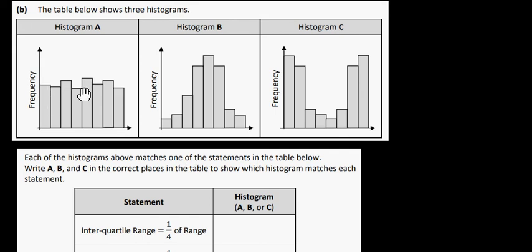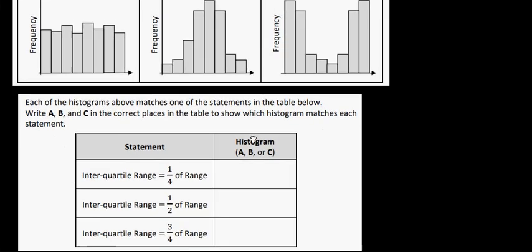We have data that's kind of evenly spread across the histogram here. We have data that's kind of bunched up in the middle here. There aren't too many values at the lower end or the upper end. And histogram C here doesn't have too many pieces of data in the middle. Most of the data is very low or very high. So let's have a look at the question then.